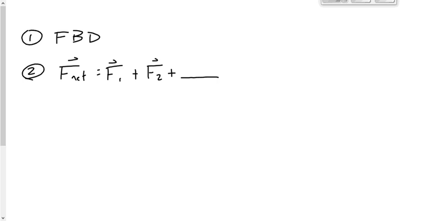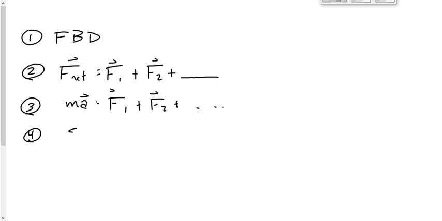Step number 3, anybody remember? Not much of a step up from number 2. Yep. Is the equation for force in terms of mass times acceleration? Yes. So we're going to replace F net with M times A. It becomes MA is equal to F1 plus F2 plus whatever other forces we have there. And finally, step 4 is just sub in your numbers and solve.